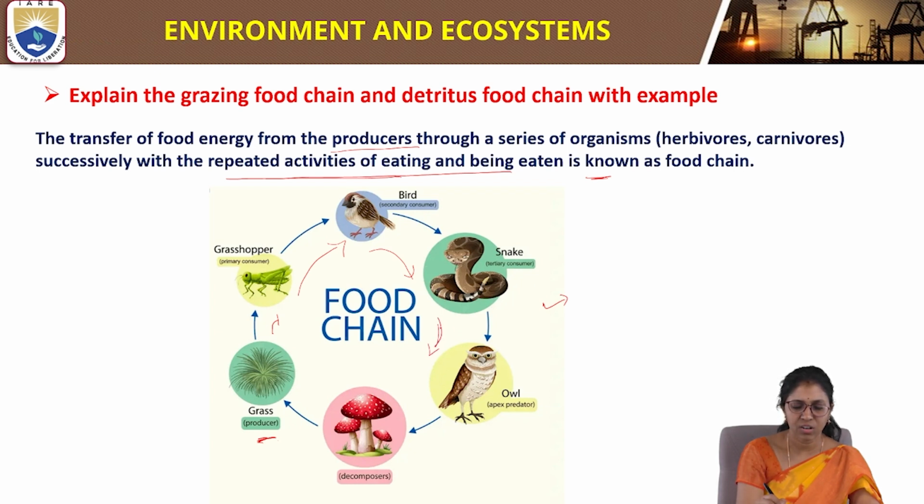If all of these die, they are decomposed back into useful nutrients by decomposers, which are again used by producers. So this chain is called a food chain. In it, food energy is transferred from producers to various levels of organisms like herbivores, carnivores, and predators. Here we have to explain the grazing food chain and detritus food chain.